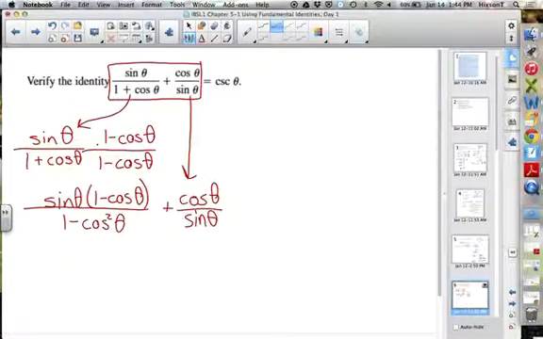Where did I get that? That's the conjugate. Oh wait, I thought that if you multiply by that, you have to multiply it by everything. Well, if I were just multiplying it by 1 minus cosine, then yes, I would. But I'm actually just multiplying this fraction by 1, so I'm not actually changing anything. I'm just changing what it looks like because I'm multiplying by 1. Okay?